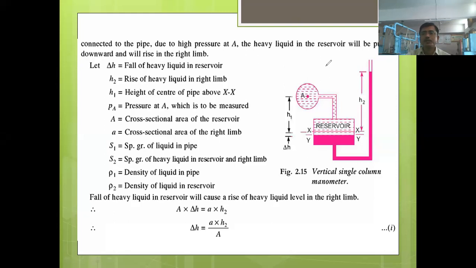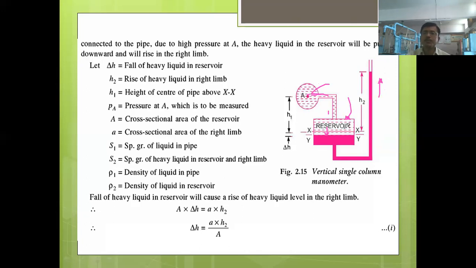So why did they make it like this? The reason behind keeping this reservoir very large in size is that after connecting this manometer to the pipe, due to the pressure intensity inside the pipe, there will be a pushing of the manometric fluid, and there will be a rise in the manometric liquid. It is going to occur here.